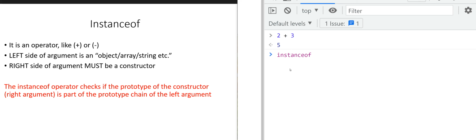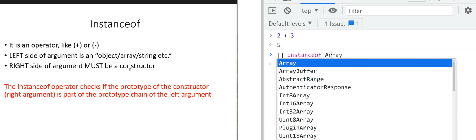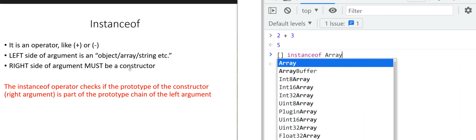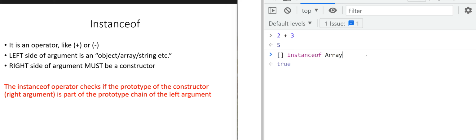On the left, you can have a string, an object, an array, whatever you want. You can even have a literal empty array like that. But on the right side, the argument must be a constructor function. So these can be your constructor function or JavaScript's built-in constructor functions. All right, so an empty array is an instance of the Array constructor.